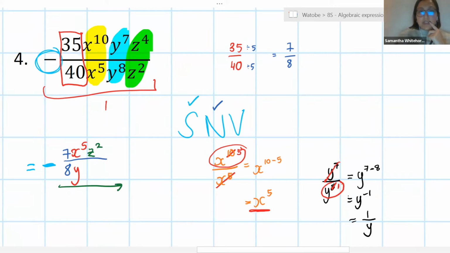Just quickly, just because I can see Theo's answer here, if you want to write the exponent of 1 with the y, that's absolutely fine. We never have to write an exponent of 1, and we never have to write a coefficient of 1. But if you do, you will not be marked wrong. So it's absolutely fine if you put the exponent of 1 there.